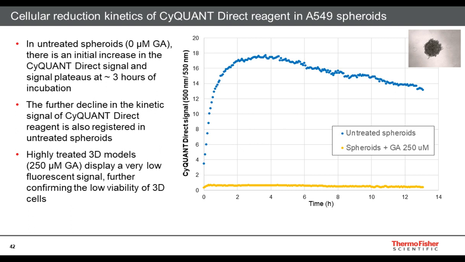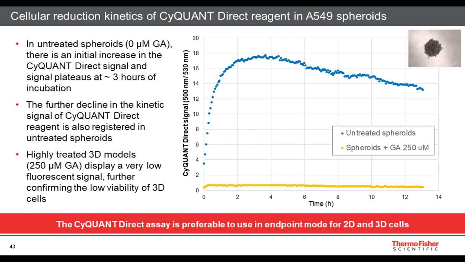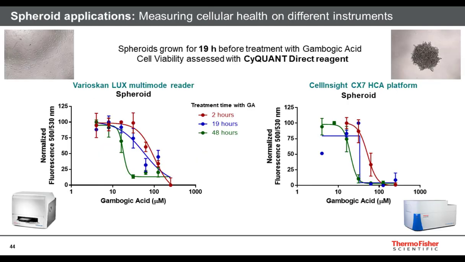A similar decrease in fluorescent signal is seen with untreated spheroids, as shown in this graph with the blue line. So we do prefer that the CyQUANT Direct assay is used only as an endpoint mode for both 2D and 3D cellular models. We recommend this so that you avoid obtaining that false negative response.